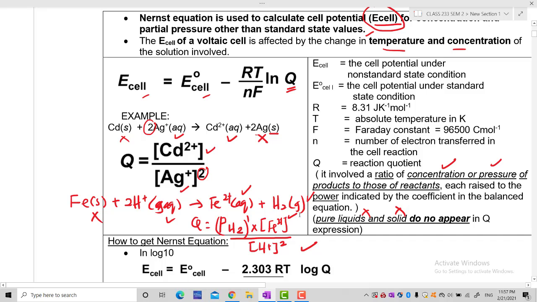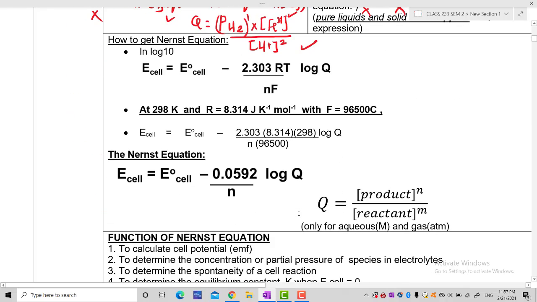After that, scientists try to get a simpler formula where they substitute the temperature as 298 K, R as 8.314, and F as 96500 coulombs. At the end, they substitute 2.303 RT over F into the formula. At the end, you will get the simpler form, E equals E naught minus 0.0592 over n log Q. Always remember n is the number of electrons transferred, meaning how many electrons are lost or gained. Q refers to product over reactant.